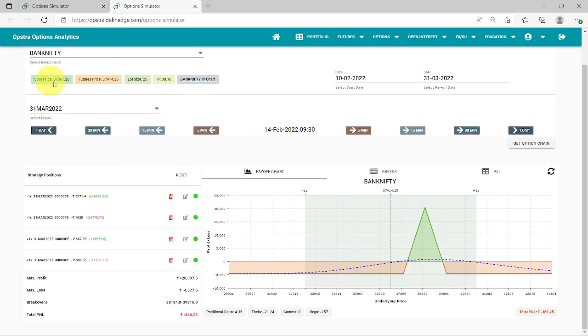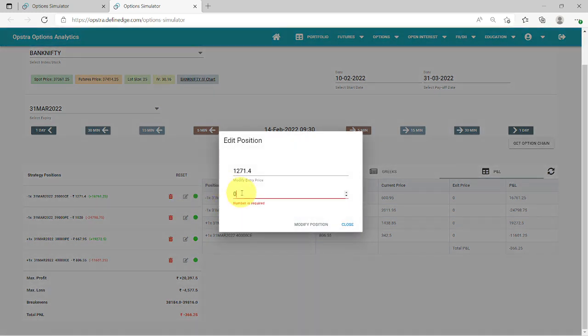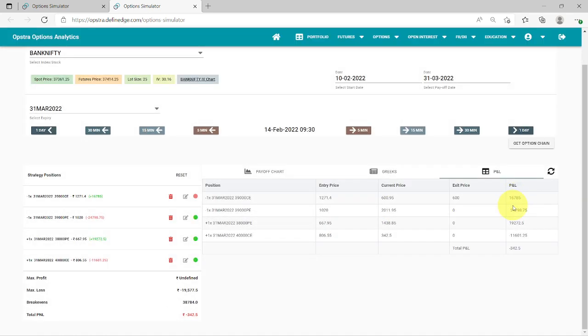So this was the example I was illustrating earlier, without showing the real example. So here you can see 37,300 will be the ATM call option. First we will book the profitable leg, which is the call option. We have sold at 1271 and we are booking profit at 600 rupees. So we are getting a good profit of 16,000, somewhere around that.